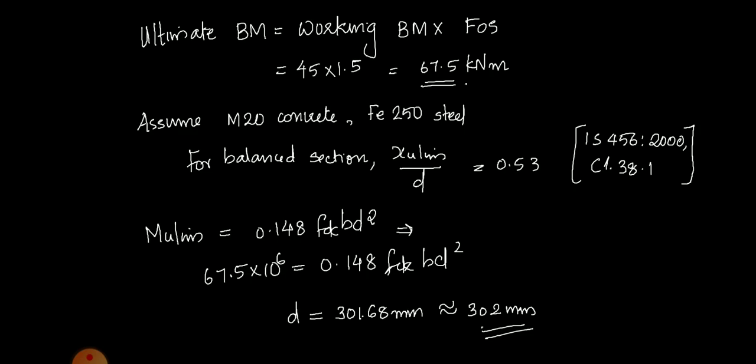Then we have that ultimate bending moment. From the equation of ultimate bending moment, we can find out D. Effective depth D can be found out. That is Mu limit equal to 0.148 fck b d square. From that we can obtain D.